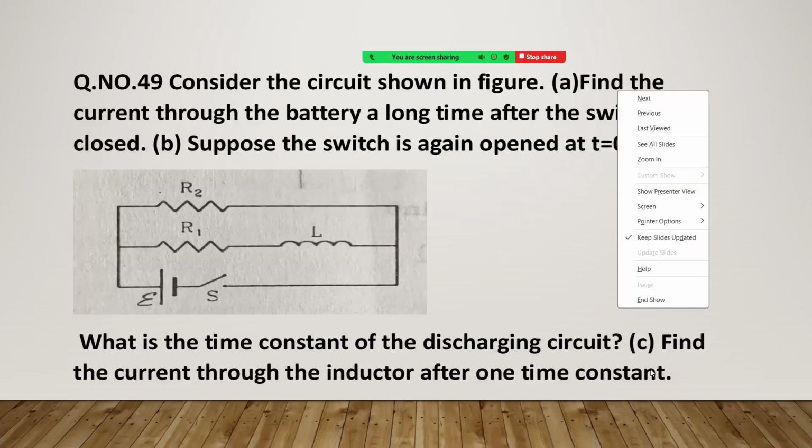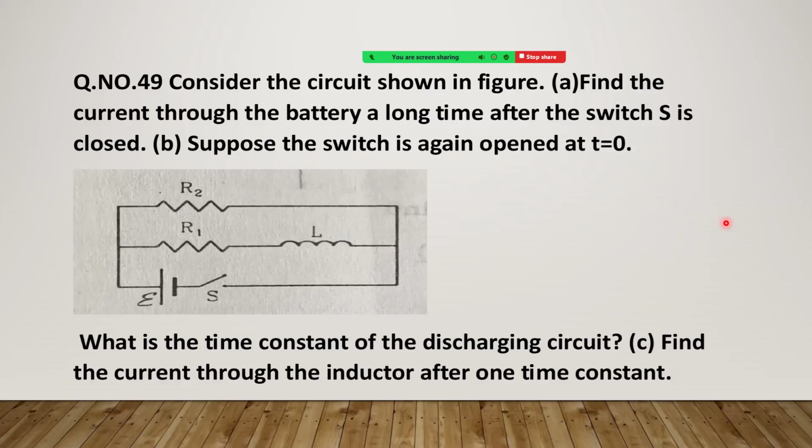See the first question. Consider the circuit shown in the figure. Find the current through the battery a long time after the switch S is closed. Suppose the switch is again opened at t equal to 0. What is the time constant of the discharging circuit? Find the current through the inductor after one time constant. Right? This is the question given.